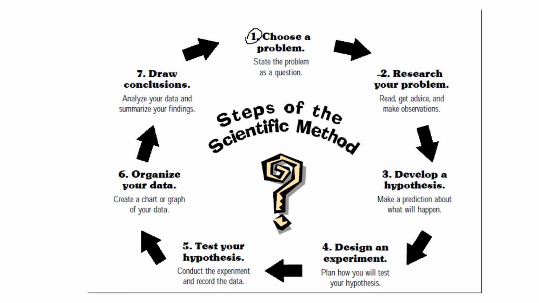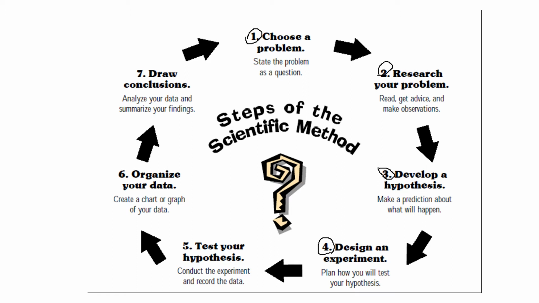Then you're going to research that problem. Read, get advice, make observations. This is step number 2. Step number 3, develop a hypothesis. A hypothesis is a prediction or an educated guess about what you think is going to happen, and you want to document that. So write that down on your lab sheet. And then step number 4, design an experiment.